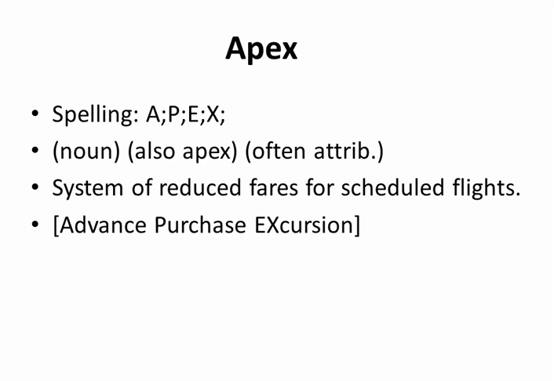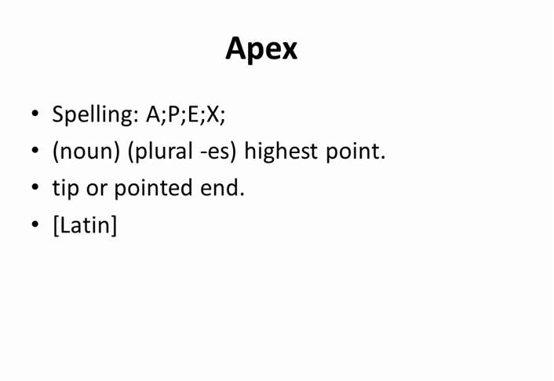APEX. Spelling, A-P-E-X. Noun, also Apex, often attributive. System of reduced fares for scheduled flights. Advance purchase excursion. Apex. Spelling, A-P-E-X. Noun, plural -es, highest point. Tip or pointed end. Latin.